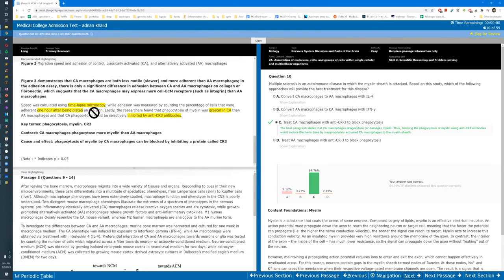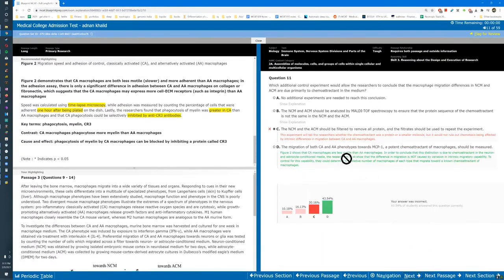But, okay, myelin sheath. Here we go. Phagocytosis of myelin was greater in CA than AA, and so we want to stop that. It seems like it can be stopped with these anti-CR3 antibodies. So we're going to stop the CA from phagocytosing the myelin by using that right there. I guess I got this one wrong. Whatever.